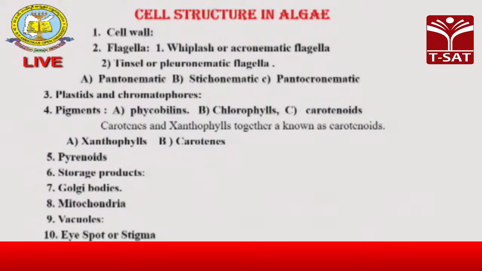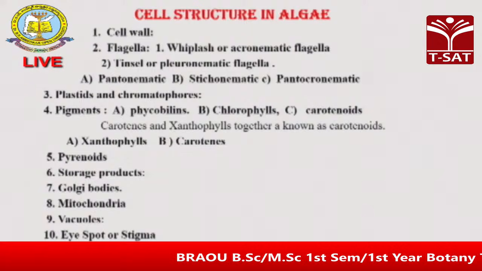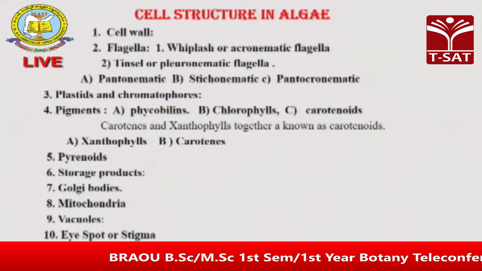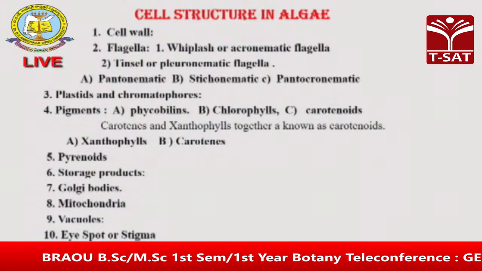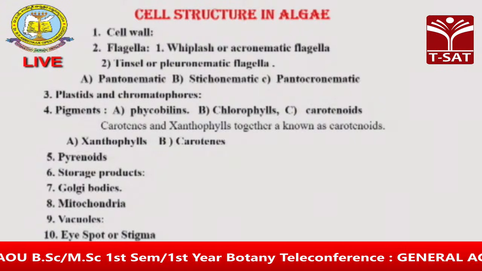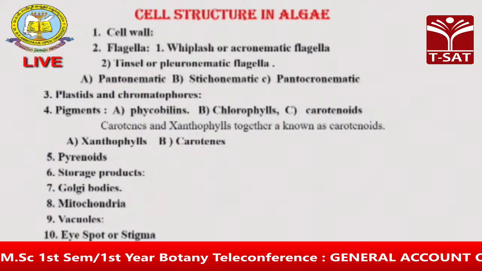You can see the pigments are very important: the phycobilins, chlorophylls, carotenoids, as well as xanthophylls and other components are also important components. The chlorophylls and the photosynthetic components you can see.